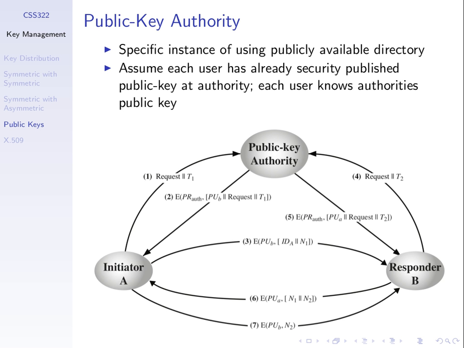The Public Key Authority responds, encrypting the public key of B and the request that was sent with the private key of the authority. What did it just do? What did the authority just do? In message 2, what do we call that process? Encrypting with a private key is called, starts with S, signature. We sign the message.